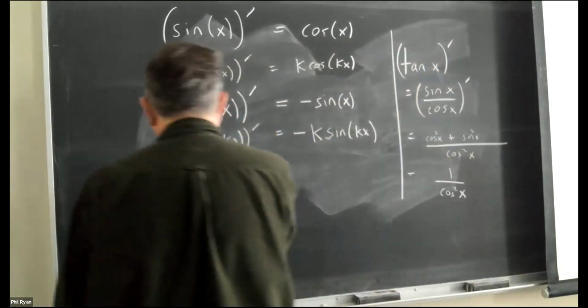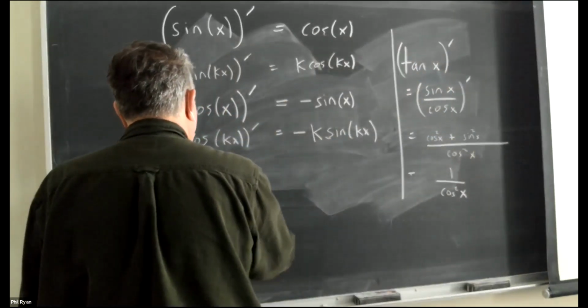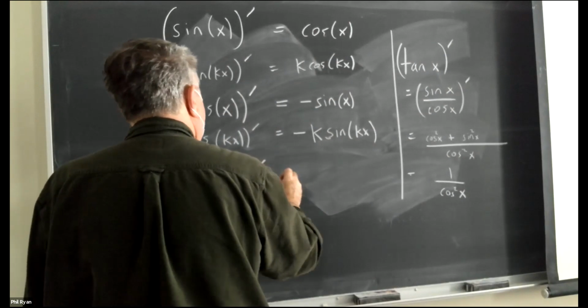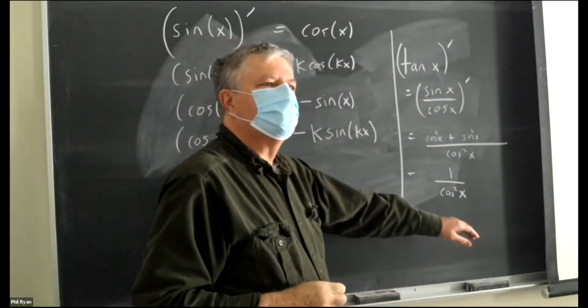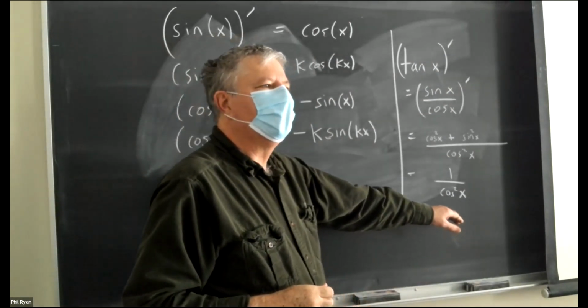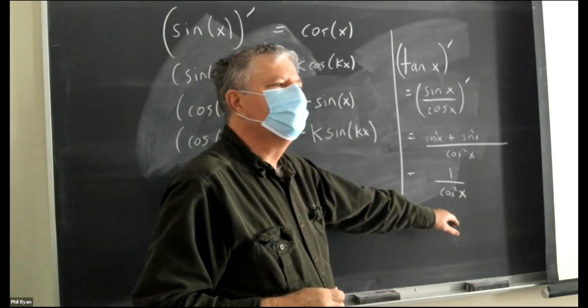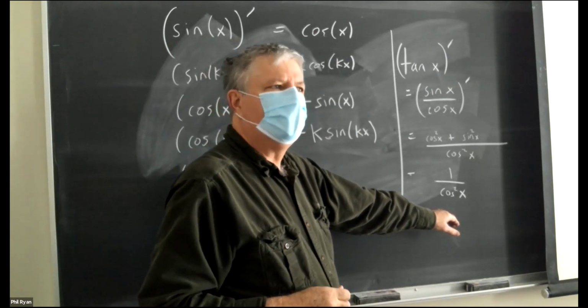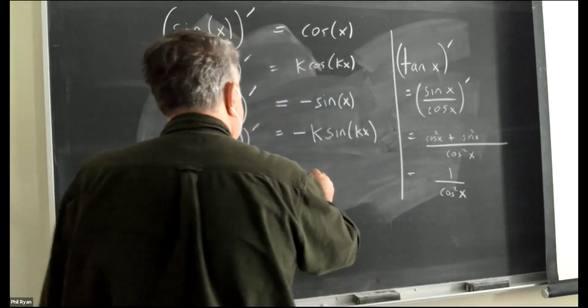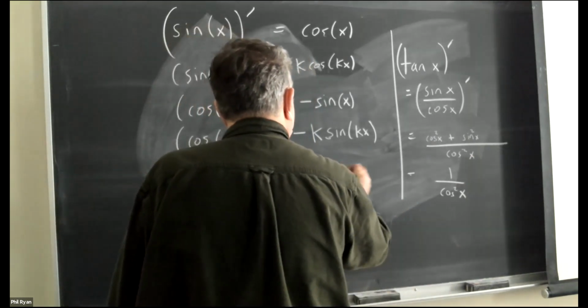So the derivative of tan x is, well, what's 1 over cosine squared? Does anyone remember what 1 over cosine is? Secant, yeah, is secant squared.